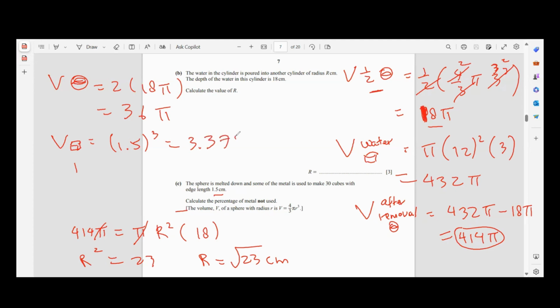3.375 centimeter cubed. And then the total volume of the cubes, 30 times 3.375. So here we got 101.35 centimeter cubed.